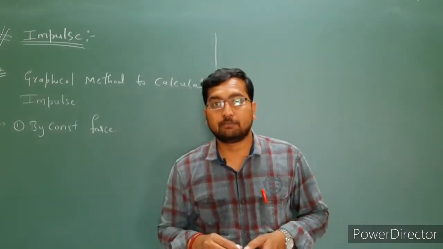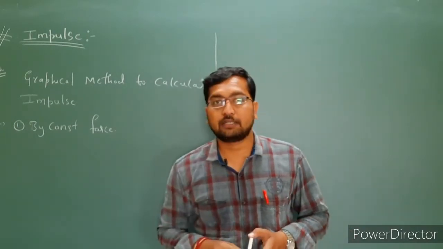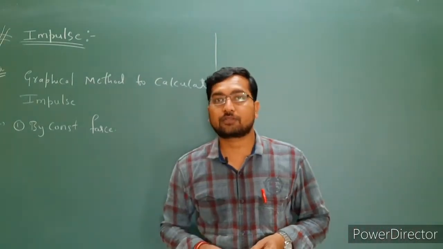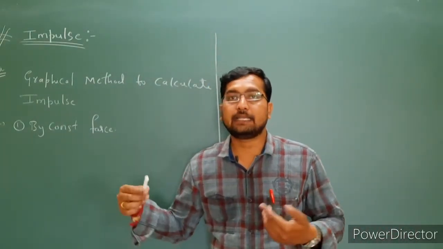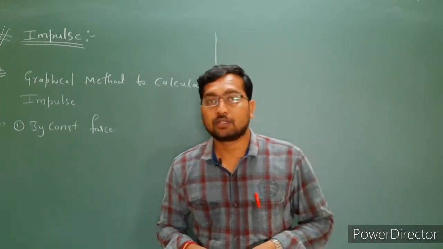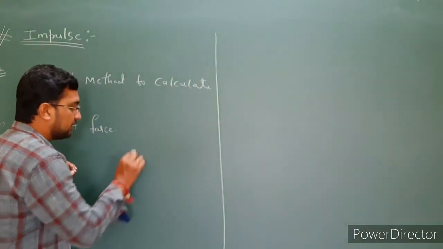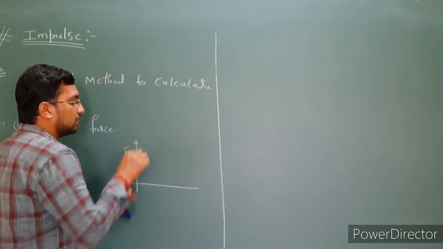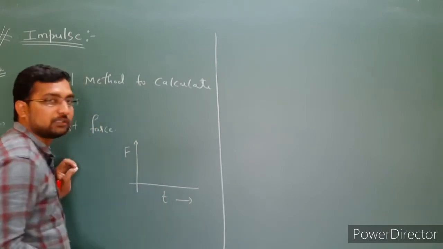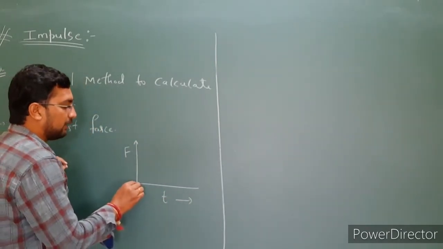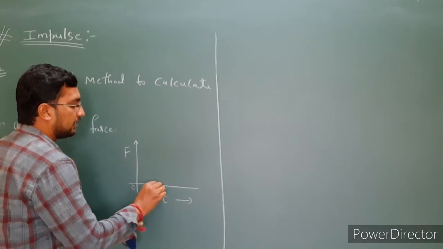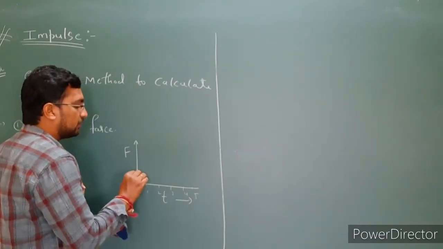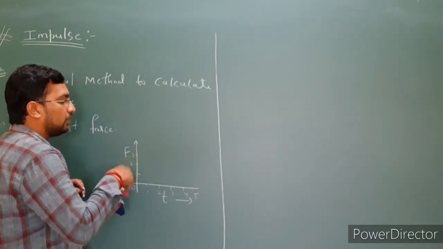Graphical method to calculate the impulse. The first one is by constant force and the second one is by variable force. The first one, constant force, means the force at any time interval is the same. In this case we are going to draw a graph of force versus time. The force is taken along the y-axis and the time along the x-axis. The time intervals are 0, 1 second, 2 seconds, 3 seconds, 4 seconds, 5 seconds and so on, and the force is 1 Newton, 2 Newton, 3 Newton, and so on.